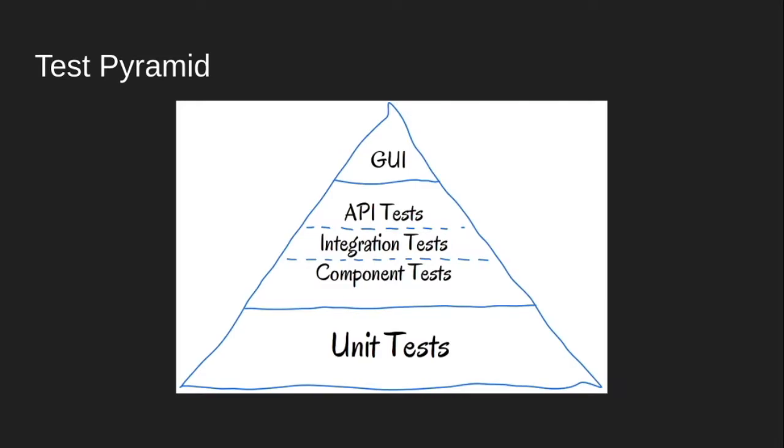Next, we have the test pyramid. The test pyramid is a concept that describes how to better balance your tests. At the base of the pyramid, you have unit tests. They are reliable, easy to maintain, and give fast feedback. Hence, it is desirable to have as many of these as possible.